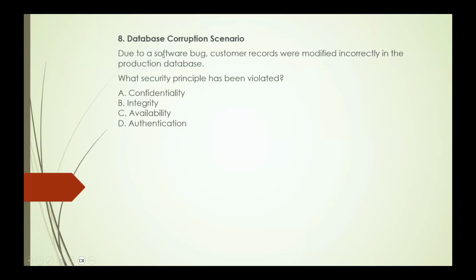Next one is a database corruption scenario. Due to a software bug, customer records were modified incorrectly in the production database. What security principle has been affected? Here, first thing, it's a software bug. The next key point is that the records were modified incorrectly. Because the accuracy of the records was compromised, it's directly affecting the integrity of the customer data.